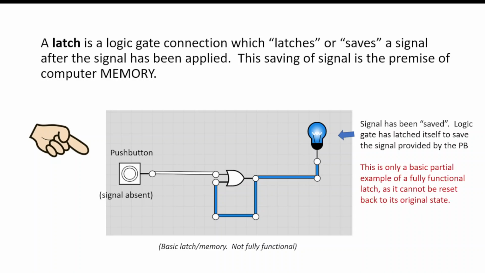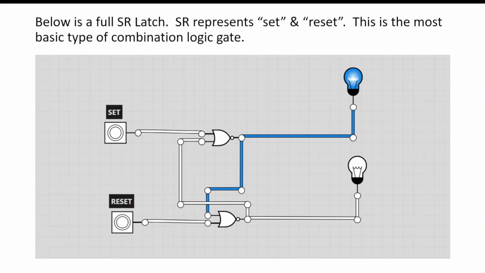It should also be understood that this is only a basic partial example of a fully functional latch, as it cannot be reset back to its original state. Below is a full SR latch. The SR latch includes two logic gates with different types of connections from input to output. The SR represents the words set and reset. This is the most basic type of special combination logic gate.